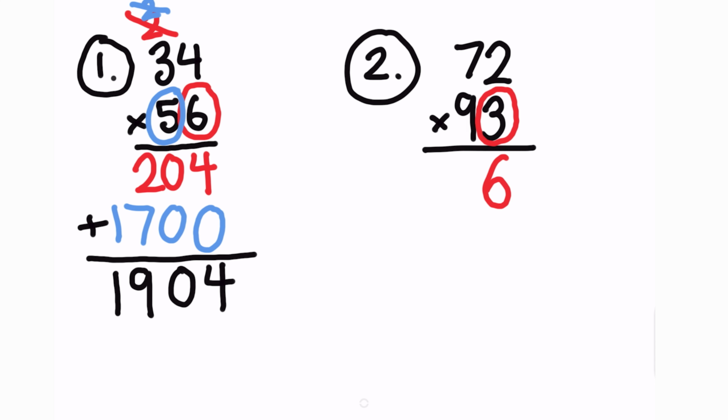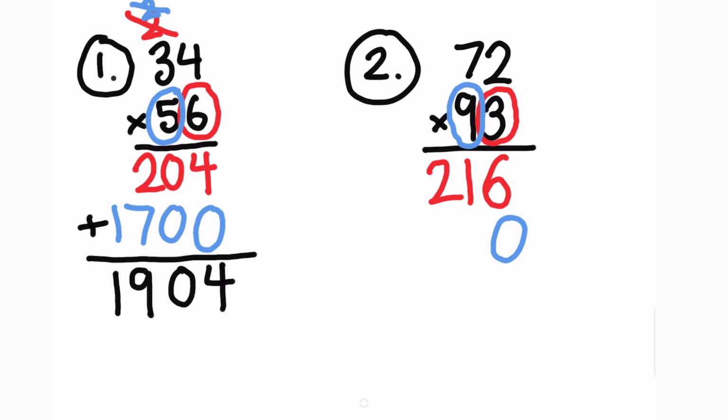Then we're going to move on to the next number, which is 7. So 3 times 7 is 21. So we're going to write 21. Now that we finished our top number, we move on to the second number, which is the 9. Now because it's in the 10 spot, we have to write an extra 0.